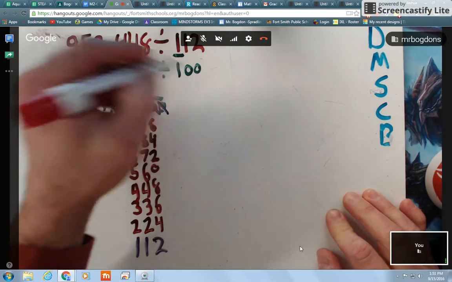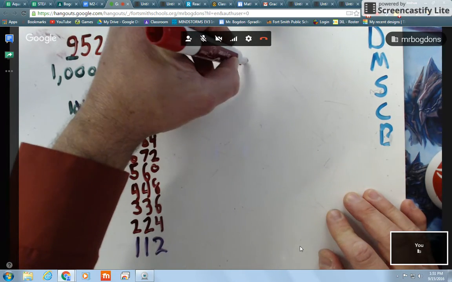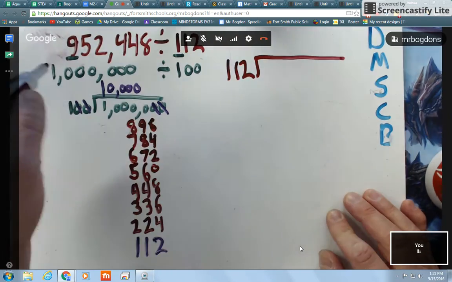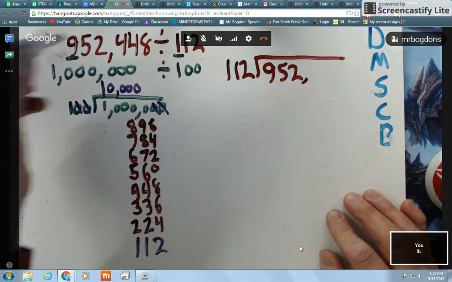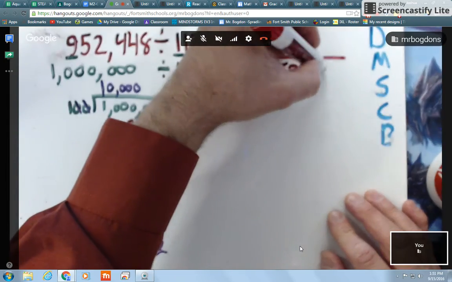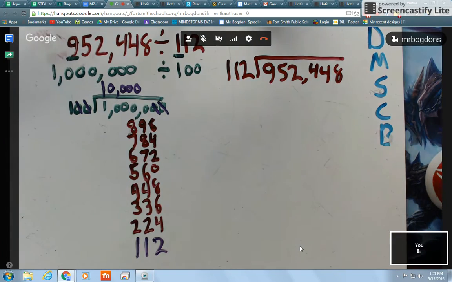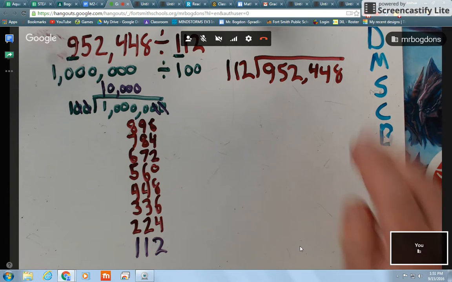Now I need to find my exact answer. I have 112 dividing 952,448. That looks big, complicated, scary. So I'm going to make it look more approachable, more friendly to me.